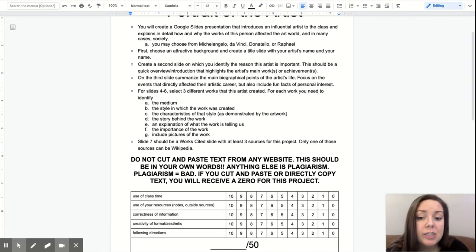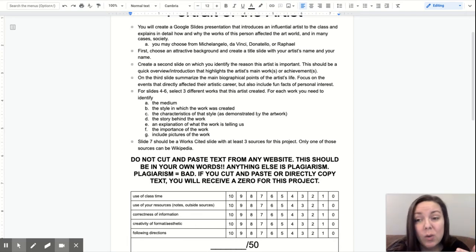The style in which it was created. So is it a portrait? Is it a church? Is it a sculpture? Like, what is it? The characteristics of that style. So what characteristics of the Renaissance does it have? Does it have the geometric shapes? Does it have the perspective? Does it have the vanishing point? Does it have symmetry? Any of those things we've talked about this unit. Which of those things does it have?